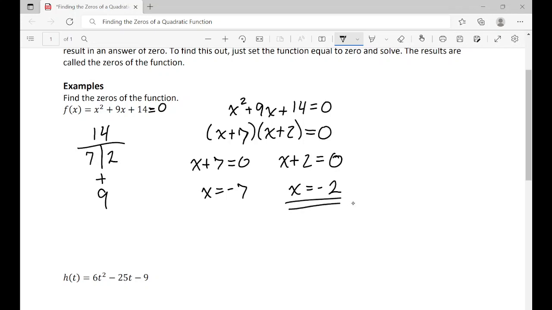You can write your answers like this. That's acceptable. You can even go down and write your answers like this if you want to. The order is not really relevant, just whatever you think is easiest. But whether you have it separate or all together, those are the zeros of this function.